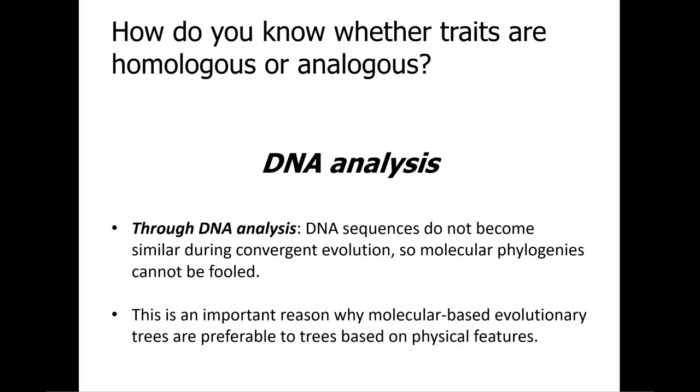So that leads you to the question, how would you know whether a trait's homologous or analogous? Well, thanks to the use of DNA, starting, like we said, in the 1980s, we're able to go through the DNA analysis and look at those sequences and see which ones are similar and which ones are not. So if they're not similar, we know it's convergent evolution. If they are similar, we know that it is from a common ancestor. So those are going to be homologous traits.